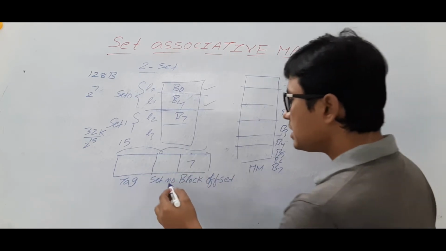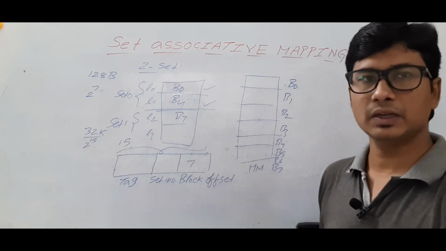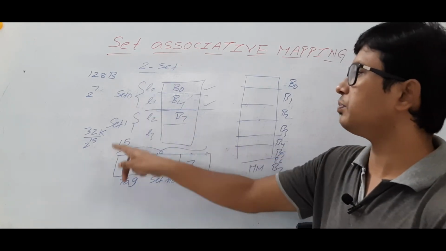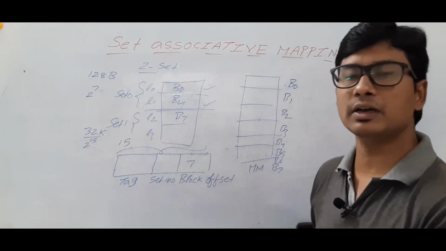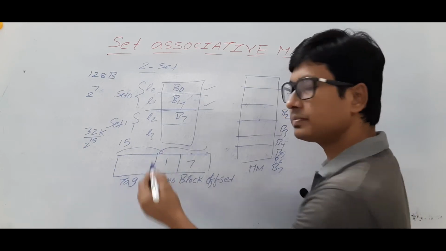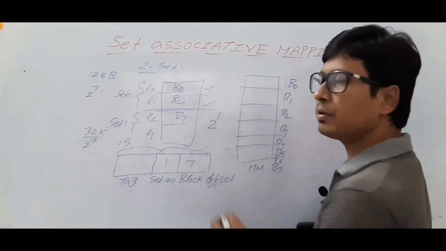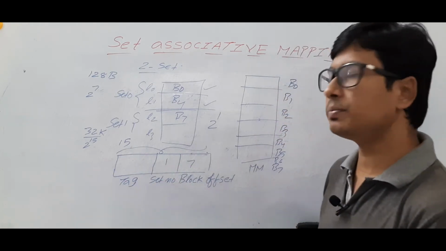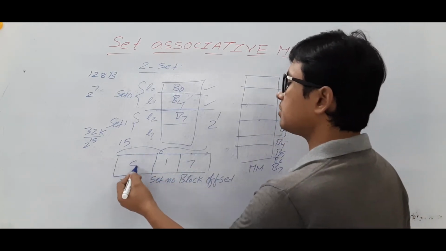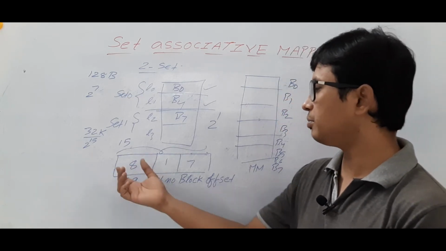Now the set number will depend on how many sets are there. If you see in our example, 2 sets are there. 2 sets can be recognized using 1 bit. Are you able to understand? 2 sets can be written as 2 power 1, so take 1 bit. Then the remaining bits will be the tag bits. In this example, tag bits will be 8. Just for your understanding, I am discussing. Are you able to understand?